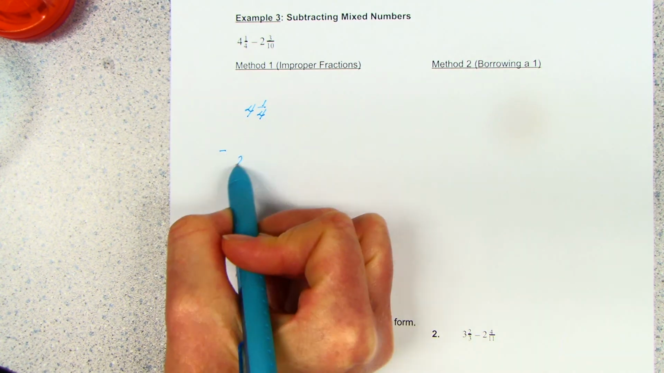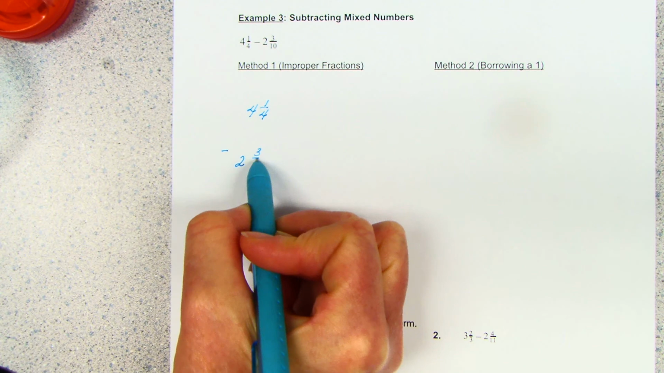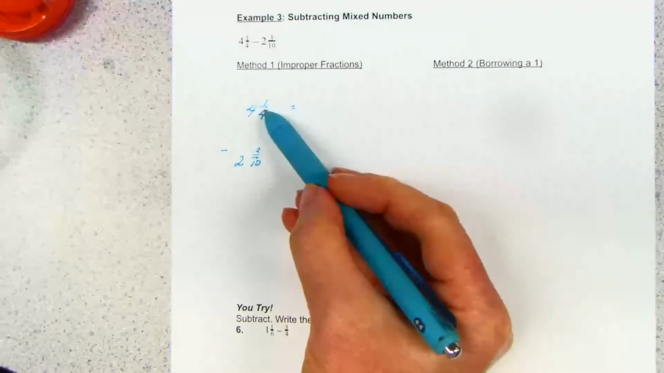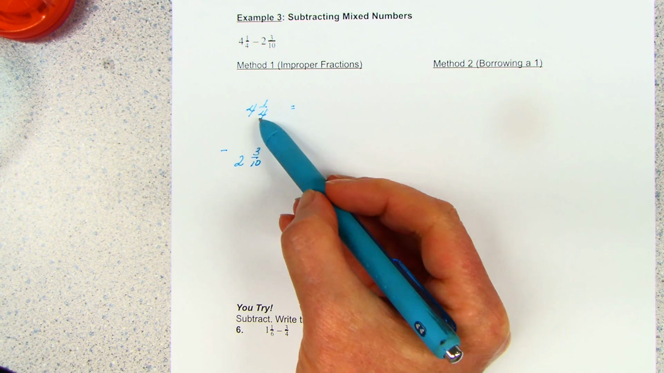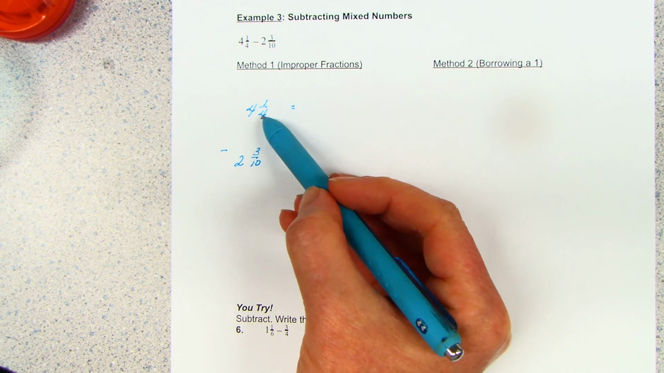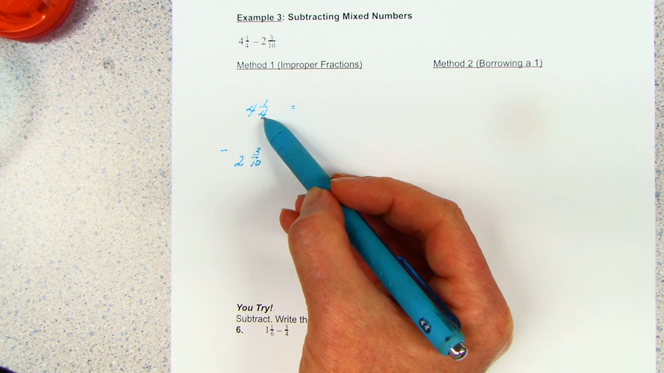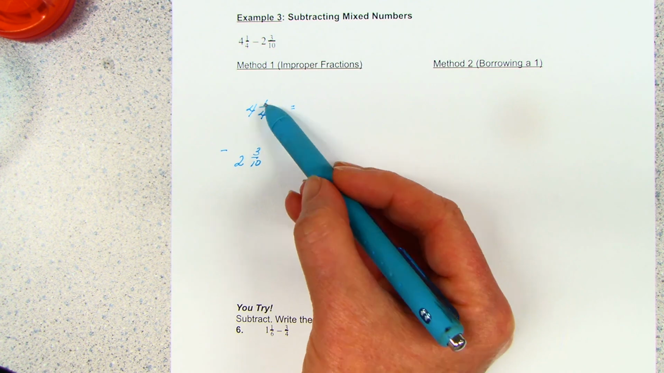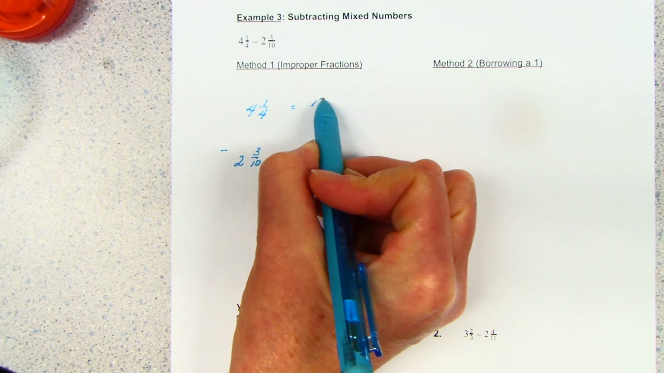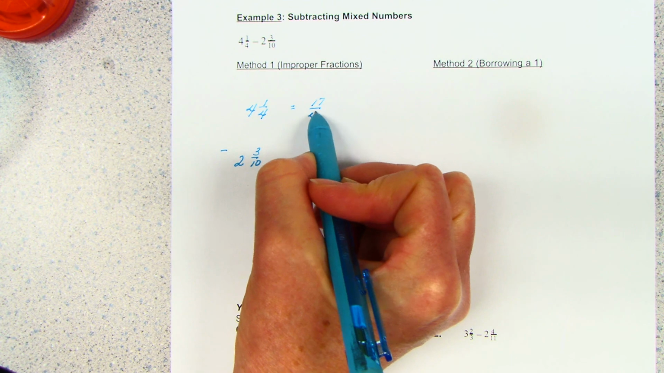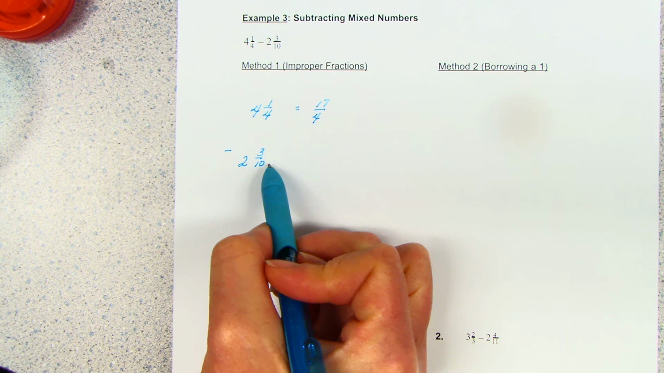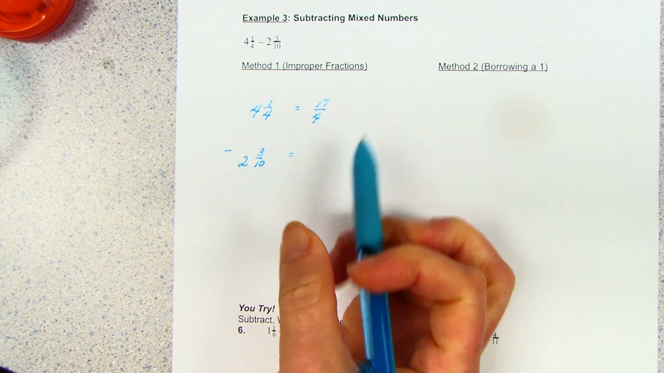Minus 2 and 3/10. All right, so to change this into an improper fraction, I take the denominator and I multiply it by the whole number. If this is 4 wholes and they're all divided up into fourths, then I've got 4 times 4, I've got 16 fourths, plus 1 more is 17 fourths. 17 fourths. All right. And then 2 and 3/10.